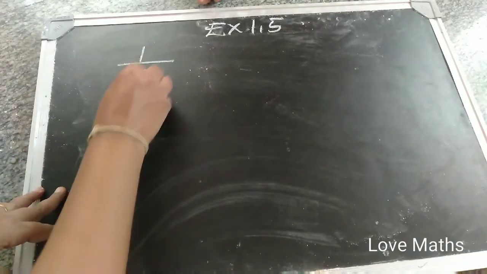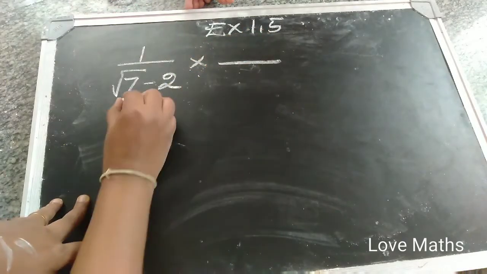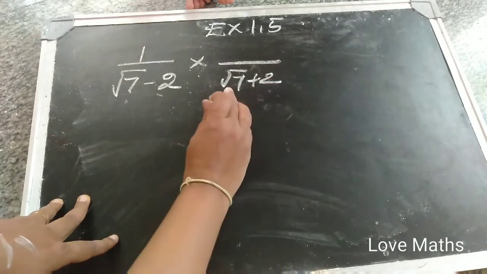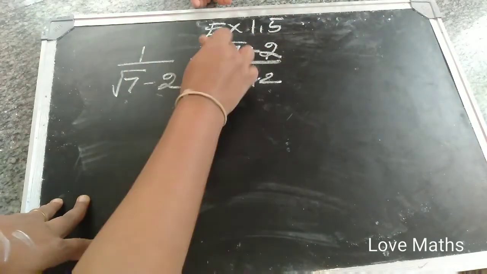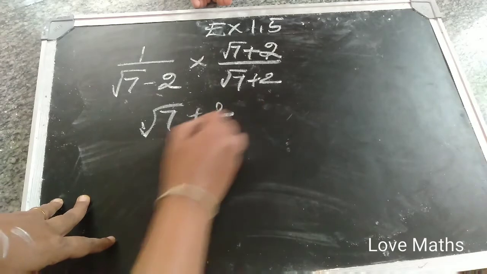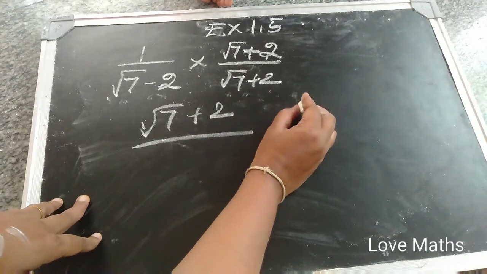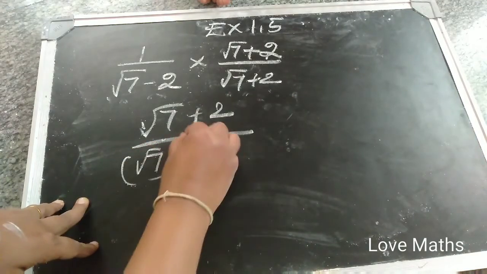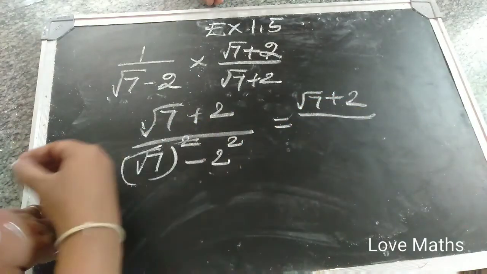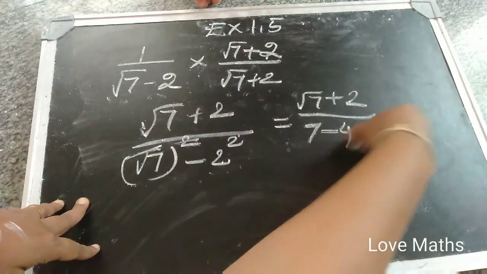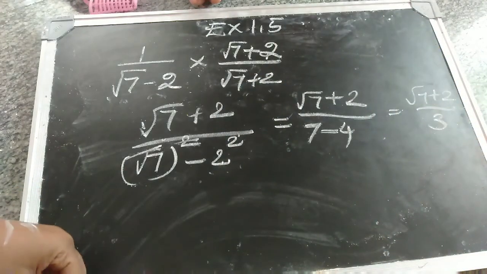1 by root 7 minus 2. This also you have to write the conjugate pair. So 1 divided by root 7 minus 2, multiply by root 7 plus 2, and in the numerator also root 7 plus 2. 1 into that, the same thing comes. Root 7 plus 2 divided by this, which is a minus b into a plus b. What is the formula? A square minus b square. So root 7 the whole square minus 2 square. Here root and square cancel: 7 minus 2 squared, which is 4. That is equal to root 7 plus 2 divided by 3. This is the final answer.